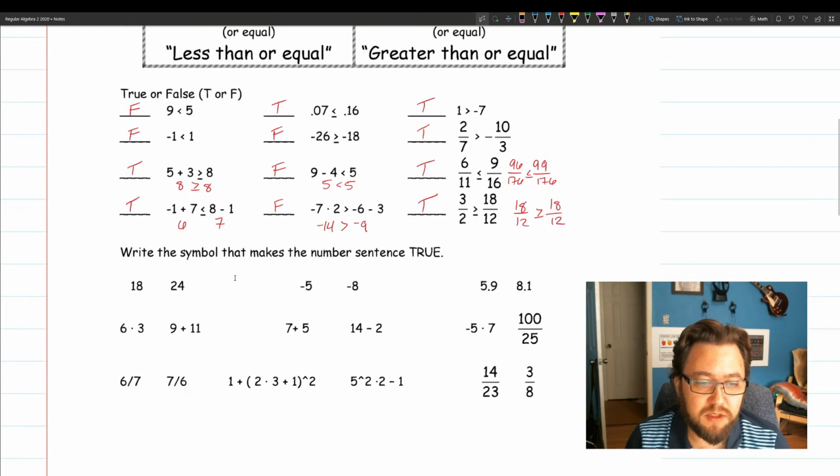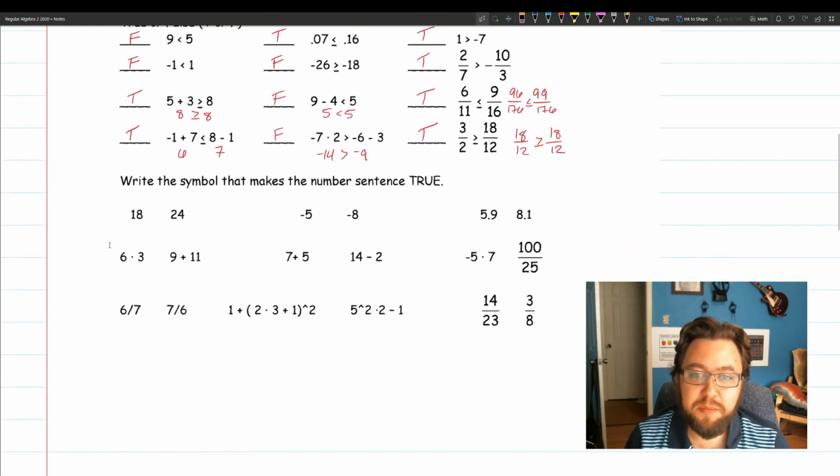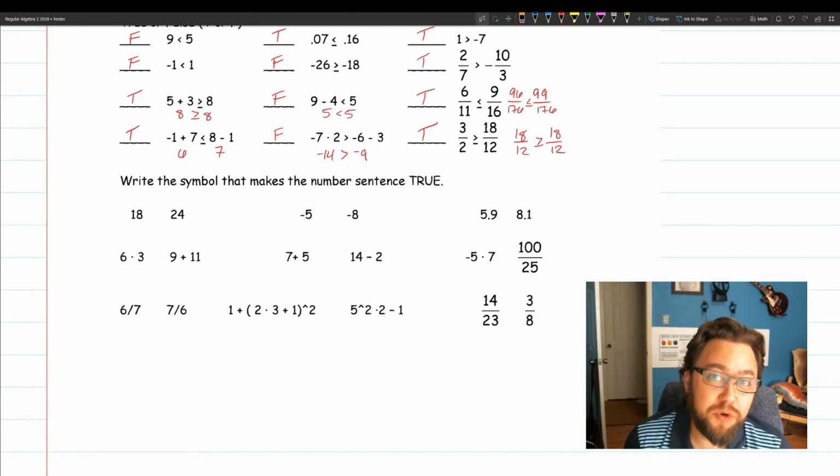All right, let's scroll on down here. We're going to be plugging in the symbol that makes the number sentence true. Should be easy enough. If it's easier for you to remember, I think they taught it in 4th or 5th grade, the alligator eats the bigger number. You can keep that in the back of your head. Just make sure that you know which number is bigger.